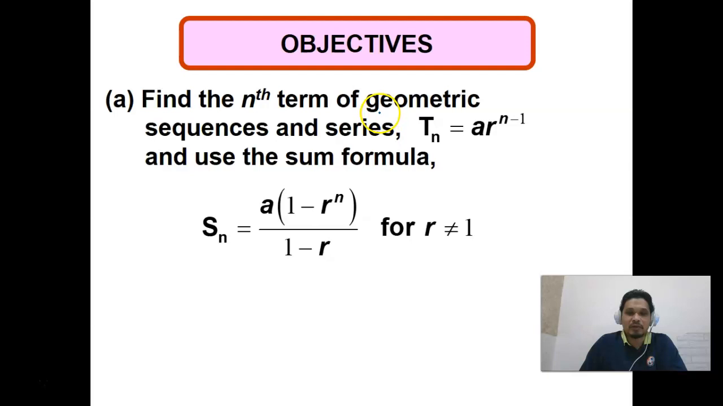Previously we looked into the definition of arithmetic sequences and series. Now we look at a new one, geometric sequences and series. This formula, the nth term and also the summation until the nth term, is the one that we're going to use mostly in this topic. Since r is a ratio, r cannot be equal to 1, because 1 minus 1 equals 0, so the denominator equals 0 and the whole function is undefined.